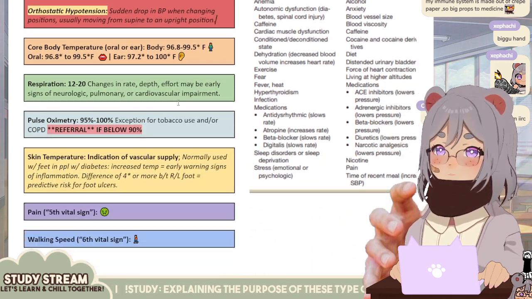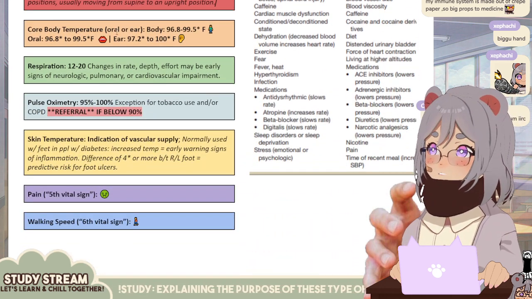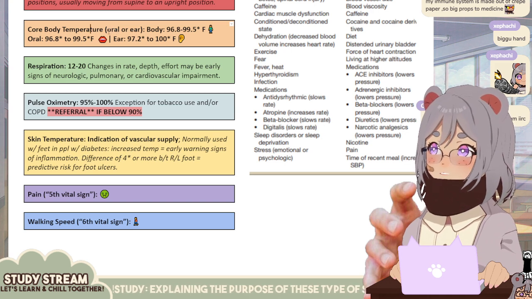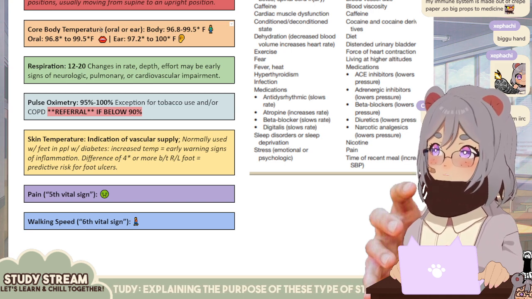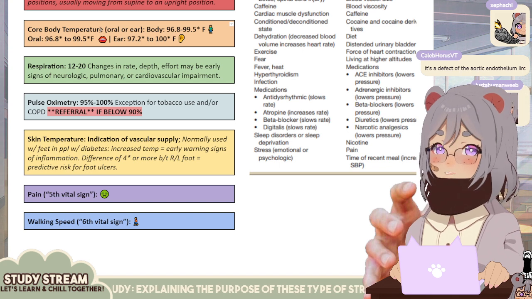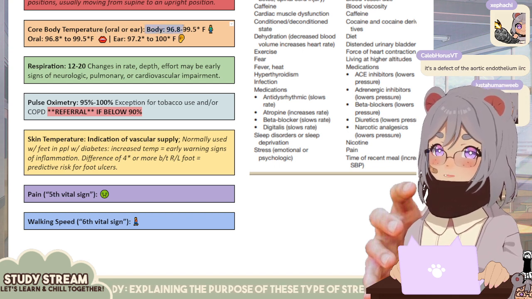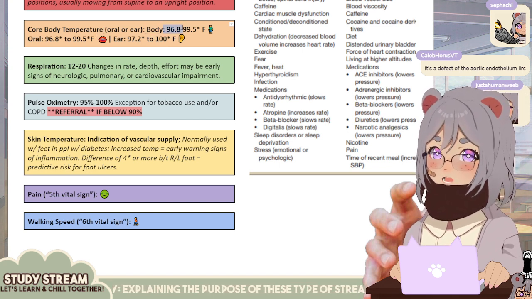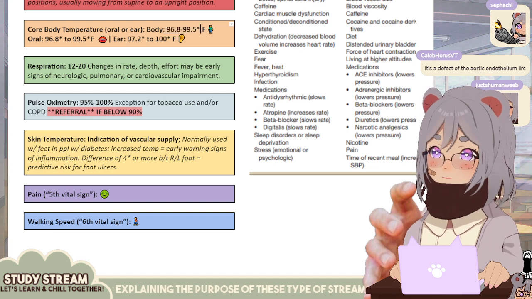All right, let's move on. What about our core body temperature? So for core body temperature, there's different ways that you can check. You can use the mouth or oral or the ear. And really, your body temperature should be anywhere from 96.8 to 99.5 degrees Fahrenheit.